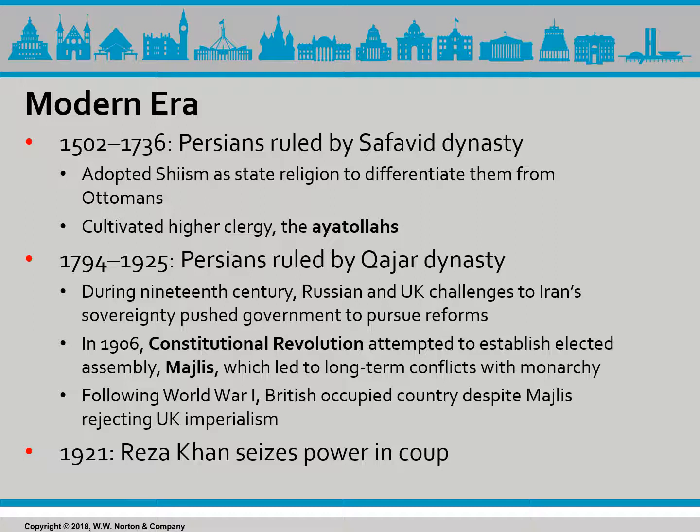In 1794 to 1925, we have the Persians being ruled by the Qajar dynasty. During the 19th century, Russia and the United Kingdom challenged Iran's sovereignty by pushing the government to pursue reforms. In 1906, they underwent a constitutional revolution in response to growing discontent with the monarchy's perceived subservience to the British and the Russians. So the people didn't like that it looked like the government was basically just following whatever Russia and the United Kingdom wanted.